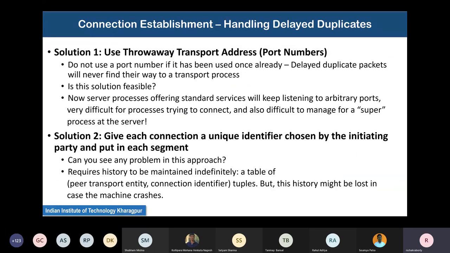This history cannot be stored indefinitely. No server will give you a guarantee that so much history will be stored indefinitely. And it's not practical. So how much history will you store? Not practical.